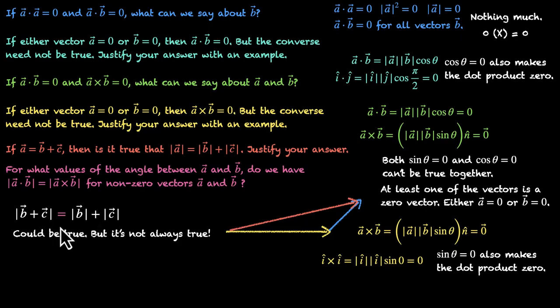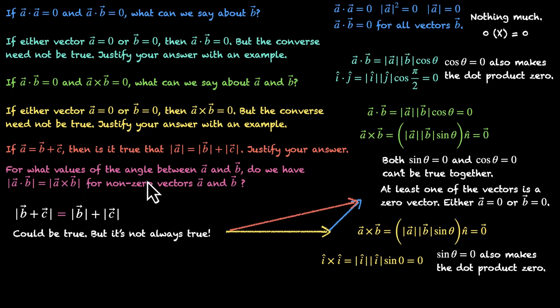And when will it be true? This will be true when the triangle collapses, when both of these vectors are facing in the same direction. That's when this yellow length plus blue length will be equal to this orange length. So this is not always true, but it could be true when the triangle collapses, which means when B and C are facing in the same direction. Let's look at the last one.